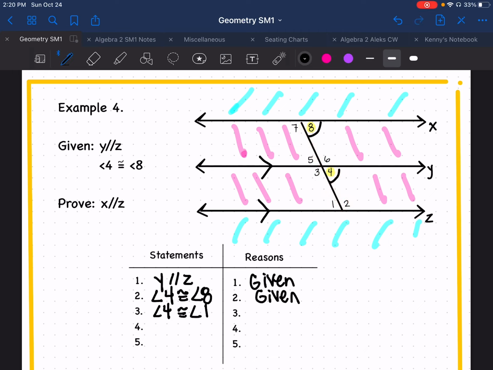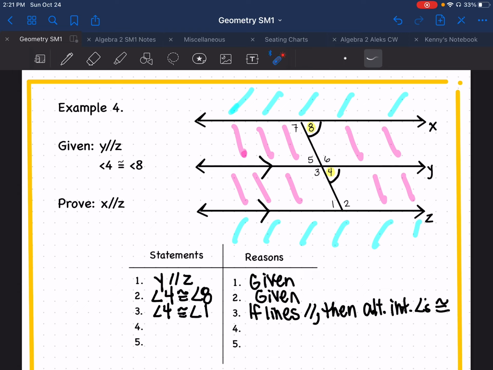Okay, so why are they congruent? If the lines are parallel, then alternate interior angles are congruent, okay? This one's a little tricky because we kind of have to pretend that this given wasn't here. So here's number 1, here's number 2, here's number 1, here's number 2. That one was tricky because statement 2 was another given.